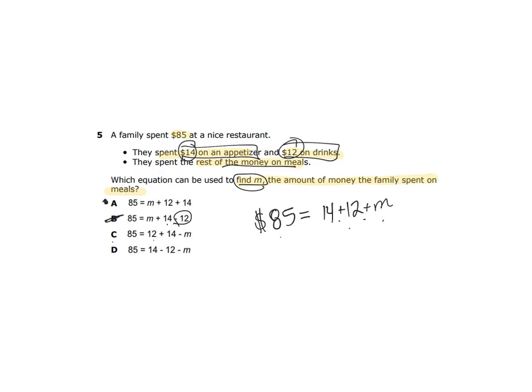On C, they're adding the appetizer, adding the drinks. That makes sense. But then they're subtracting the meals from the drinks or from the appetizer. That doesn't make sense either. Here we have the $85, 14 minus 12. Would it make sense to subtract the 12 drinks from the 14 appetizers? No, it doesn't. So the only one that makes sense is A, because to get to 85, we're going to add the meals, the appetizer, and the drinks together.